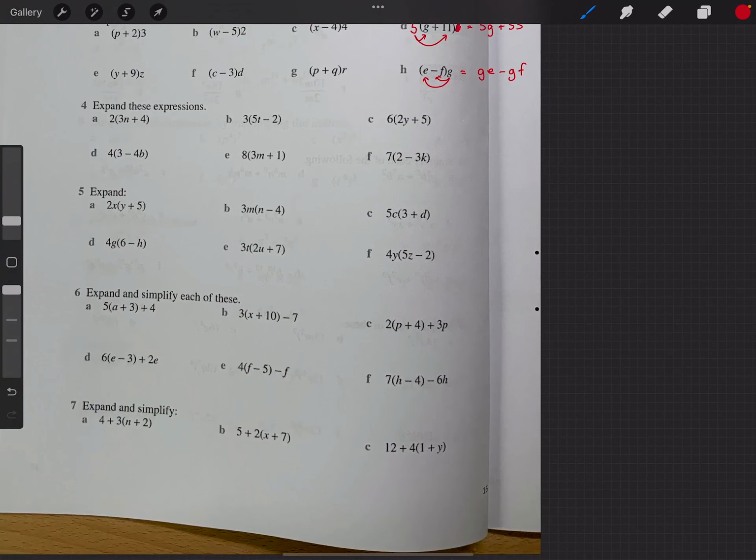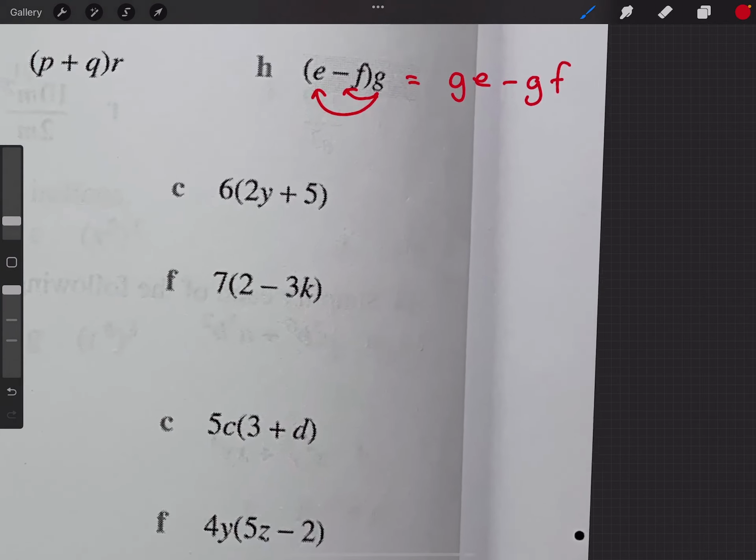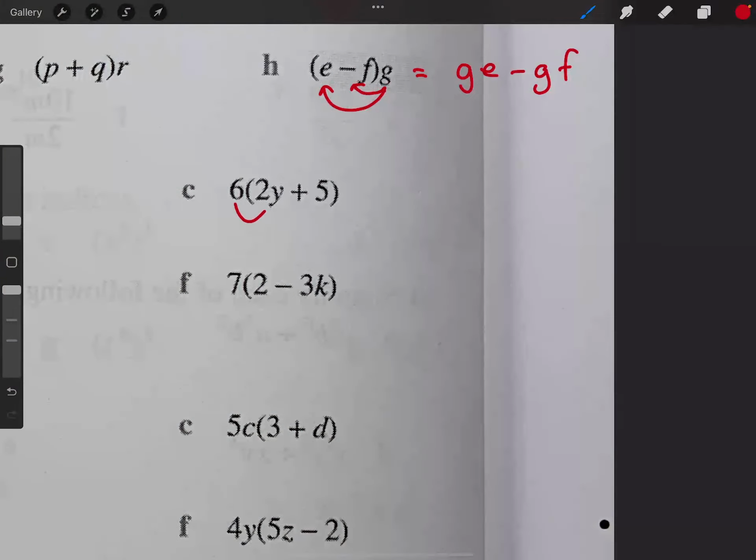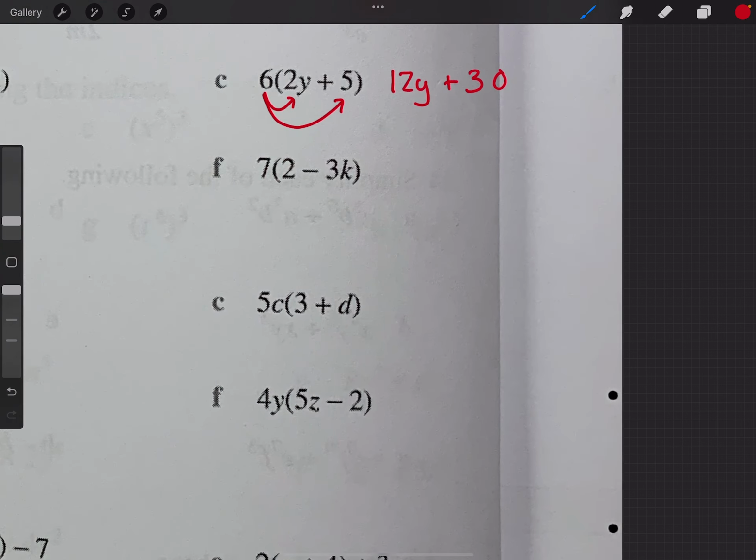Question 4, expand these expressions. All right, they're all expanding actually. Question 6 is expand and simplify, and 7 expand and simplify. So let's expand these ones here. So 6, again, we just do the same thing. It doesn't matter what's inside the brackets, just multiply it. So 6 times 2y, that'll be 12y. And then 6 times a positive 5 is positive 30. Next one. 7 times 2 is 14. And 7 times negative 3k is negative 21k.